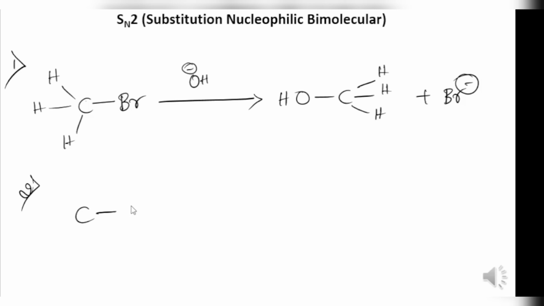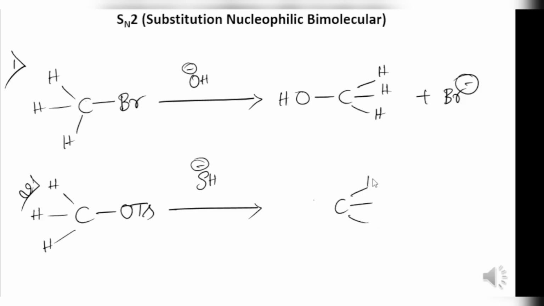As a second example, I can add OTs, that is the tosylate group, attached to a primary or methyl group like this, CH3. Suppose here I take S minus, sulfur, as a nucleophile. I will end up with something like this: the methyl group will be there, and here the SH group. Here, what is the leaving group? Tosylate, that is O minus like this. These are the two examples of the SN2 reaction.